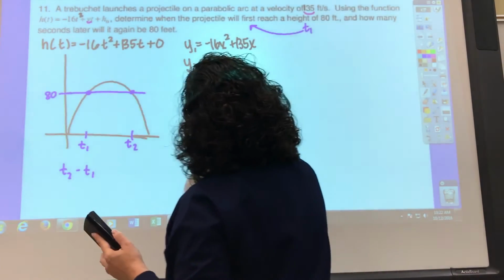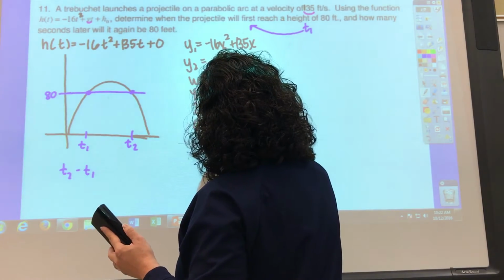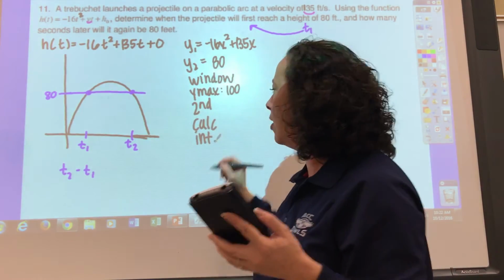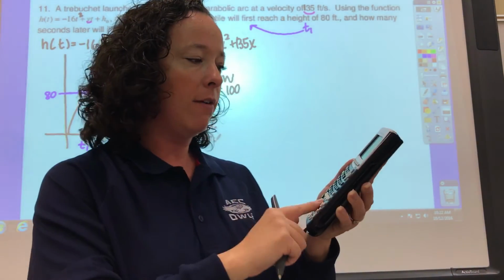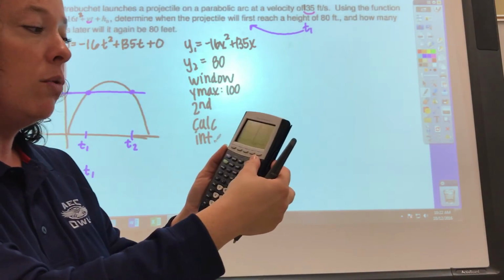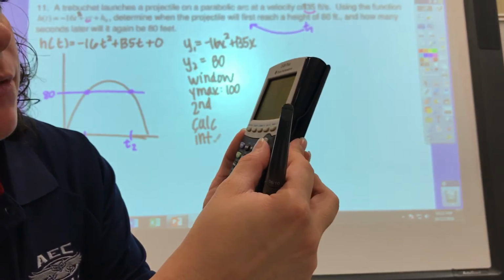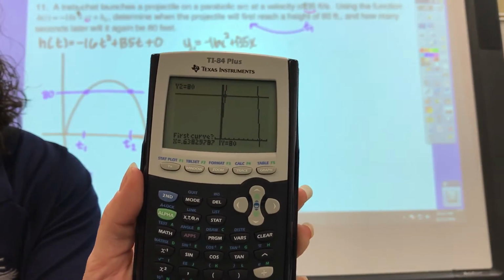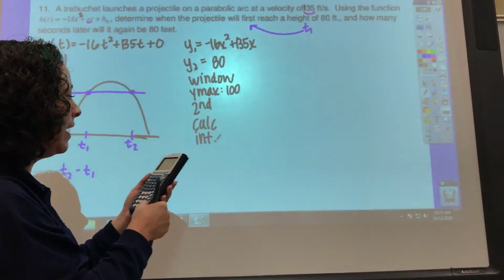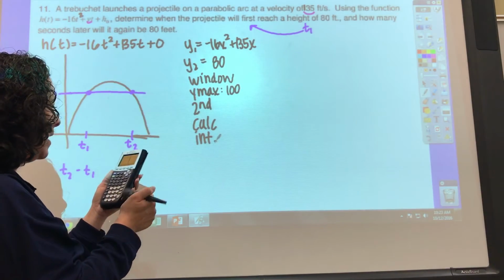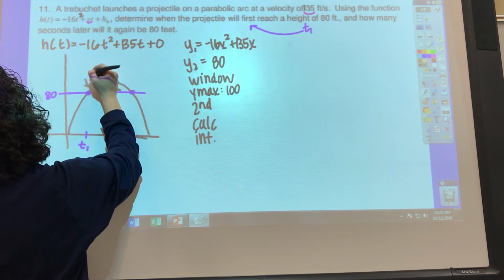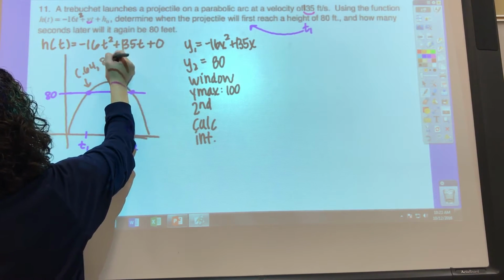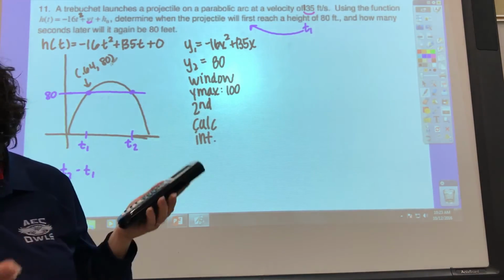So what do we do now? We hit second, calc, intersection. I've gone over this and over this and over this, so I hope that you understand. Second, calc 5, hit the up arrow so you can see Blinky, and then move Blinky right on top of the intersection point that you're trying to find. I always go with the left one first. So Blinky Man's right there. I hit enter 3 times, and I get that this occurs at a time of 0.64, and of course the y value is 80 because that's how we made it all happen.